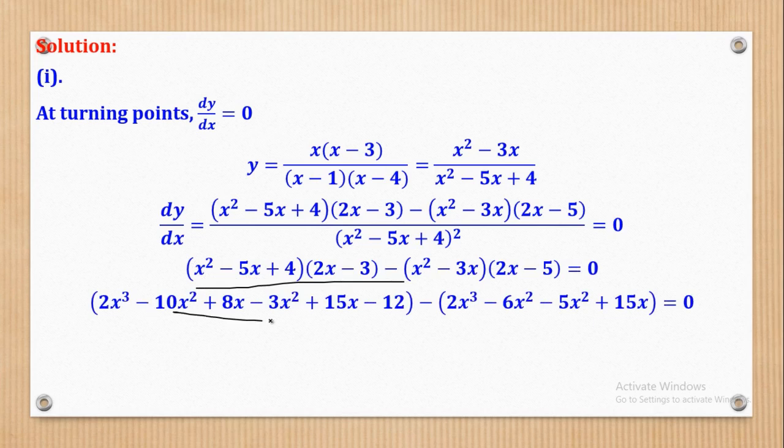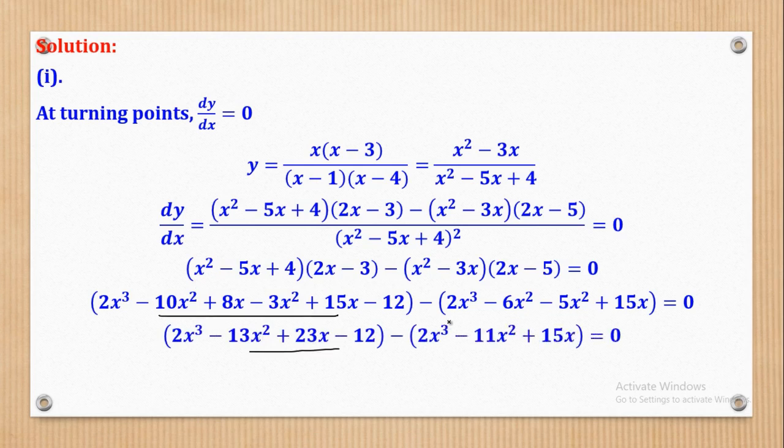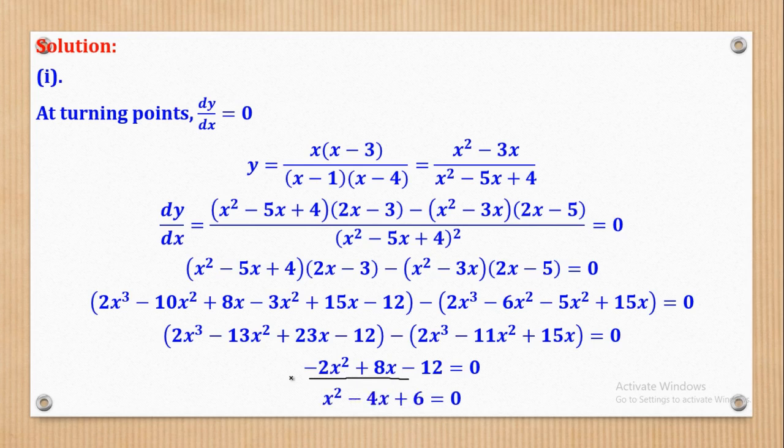So these two brackets give you this, and these two brackets give you that. Collecting like terms for this gives you that. Collecting like terms for this gives you that. Then collect like terms for the entire expression to give you that. Now this quadratic equation can be reduced to give you that.